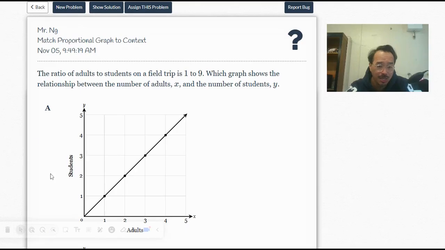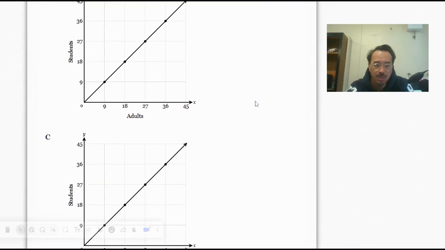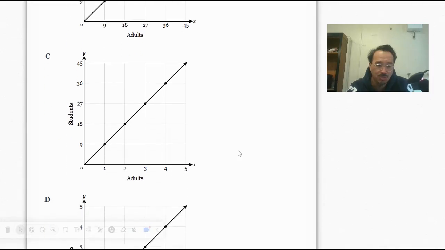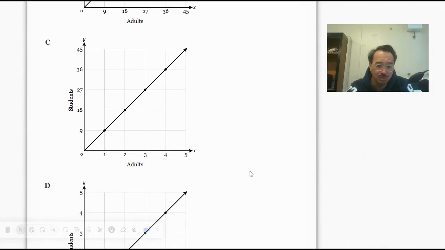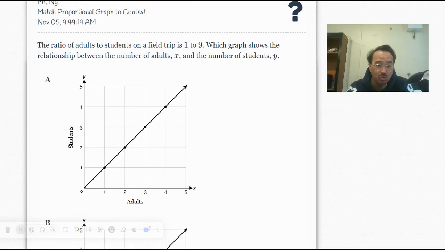So A, X, adults, yeah, looks fine there. B, X, adults, okay. I'm just trying to see the obvious wrong answers. C, X, adults, okay, all right, so nothing. Yep, D, X, adults, so everything is fine so far. So now we need to find the unit rate, right, so to speak. So we need one where the adults is 1.